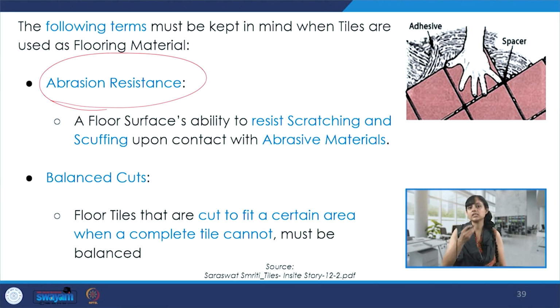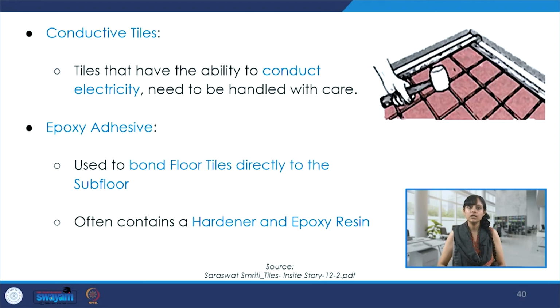Then what are balanced cuts? Floor tiles that are cut to fit a certain area when a complete tile cannot be put there. So we have to balance those cuts and try to put the tiles in a way that a kind of balance can be achieved. Then there are conductive tiles, the tiles that have the ability to conduct electricity. So they have to be handled with care, and we have to understand what kinds of tiles those are.